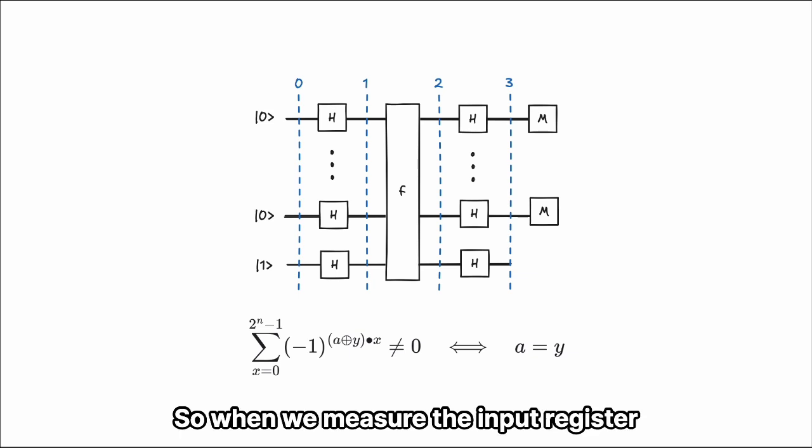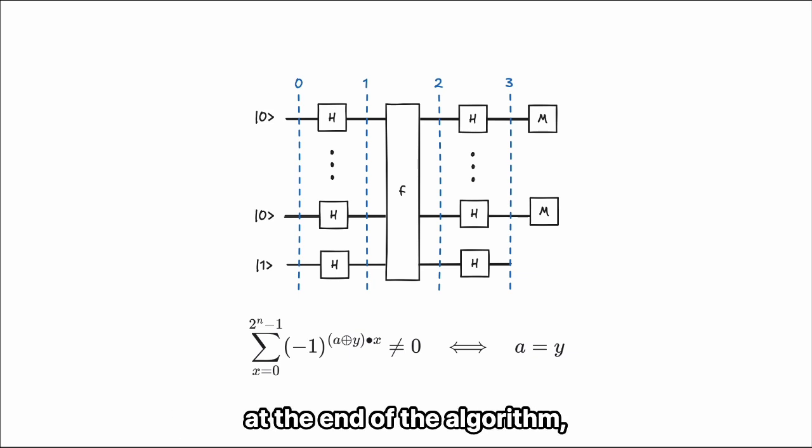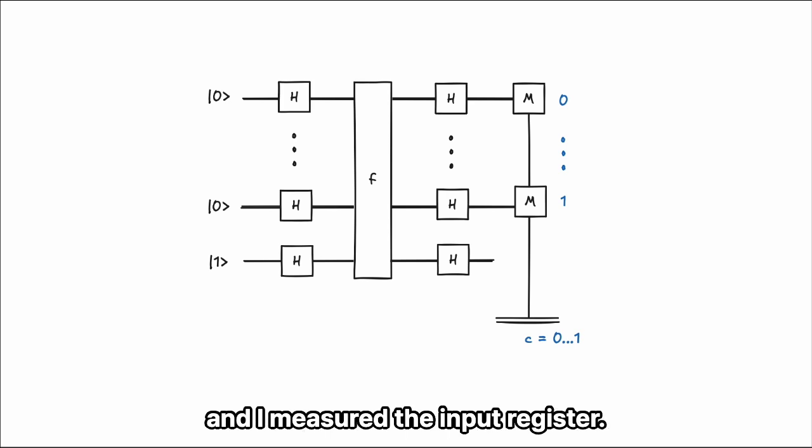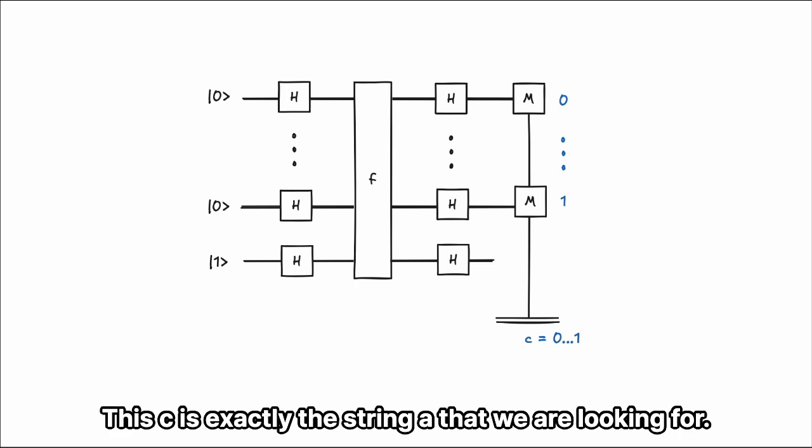When we measure the input register at the end of the algorithm, all we see is going to be exactly the n-bit string a. For example, I ran through all this quantum algorithm and I measured the input register and I recorded the outcome as c. This c is exactly the string a that we are looking for.